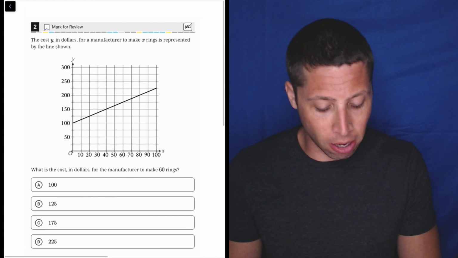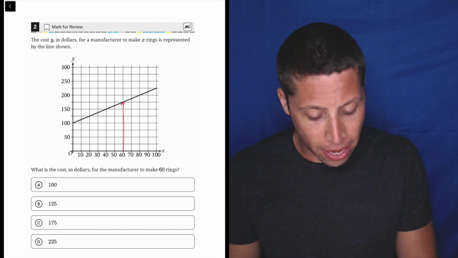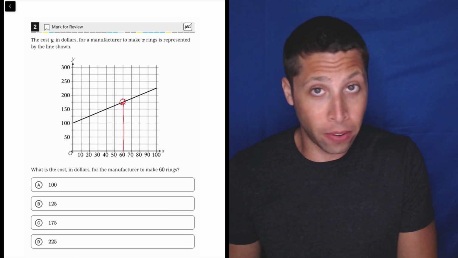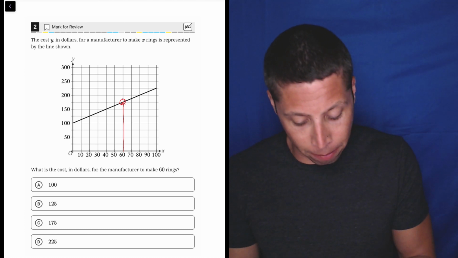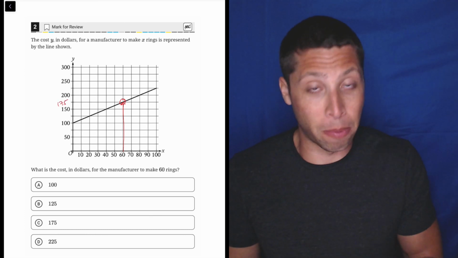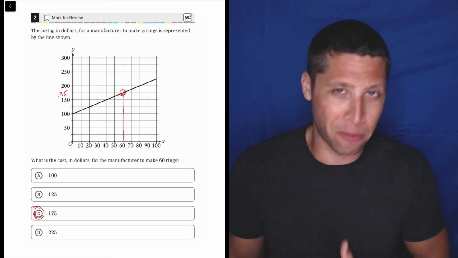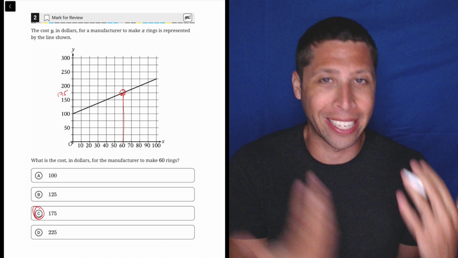Obviously, there's a 60 on the x-axis, and we can go up and see that that 60 intersects the line right here. It's not 150, it's not 200. What's in between them? Well, hopefully you can think of it just mathematically as 175, but remember, there's a limited number of answer choices, so 175 is the only thing that even makes sense.